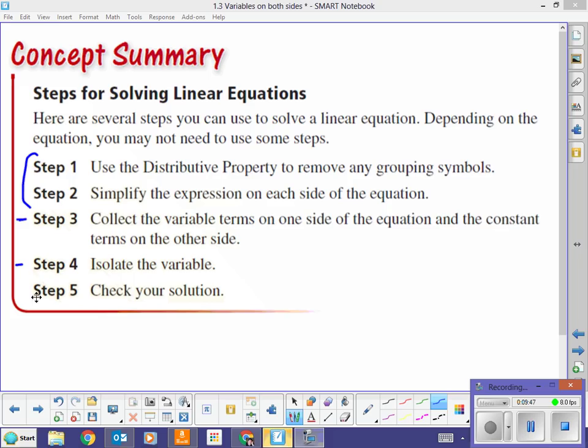Isolate the variable, which you should probably already be able to do. Hopefully you can do all this by now, and then check your solution just to make sure that you have correct answers. There's no real reason on a test or a quiz or something where you turn in a wrong answer. You can check it to see if it's right or not.